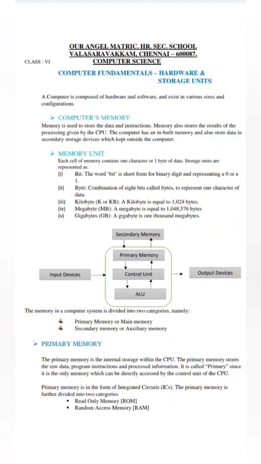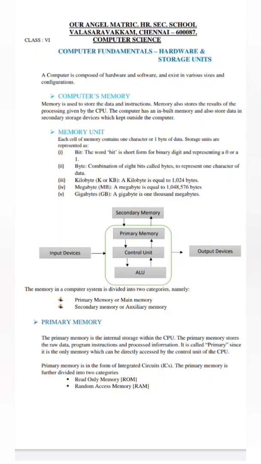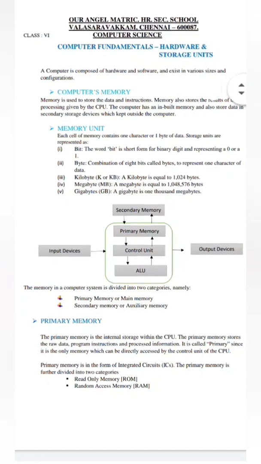We are giving the input, it goes to the primary memory directly. It controls all the instructions through the arithmetic logic unit operations. Then it comes out through the output devices. The end result will be coming out through the output devices such as monitor or printer, plotter or speaker, like that. Okay, next, the memory in a computer system is divided into two categories, namely primary memory or main memory, and secondary memory or auxiliary memory.